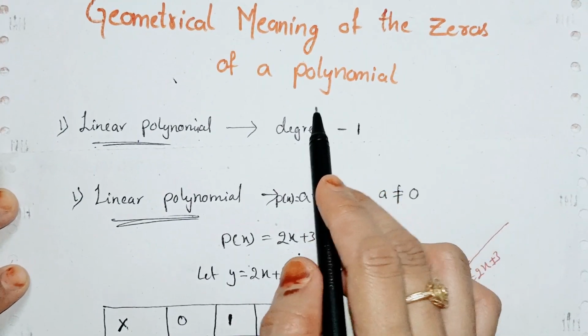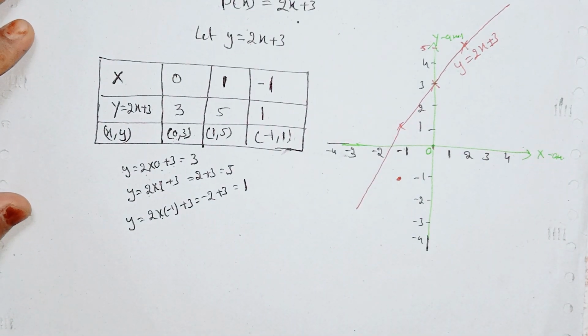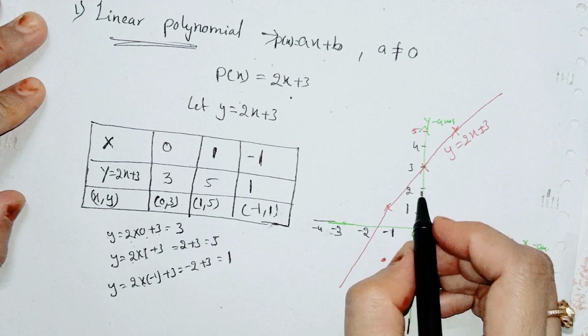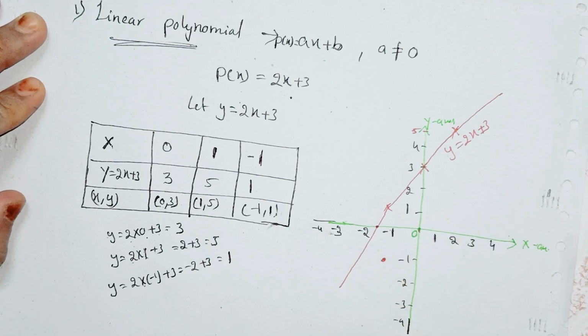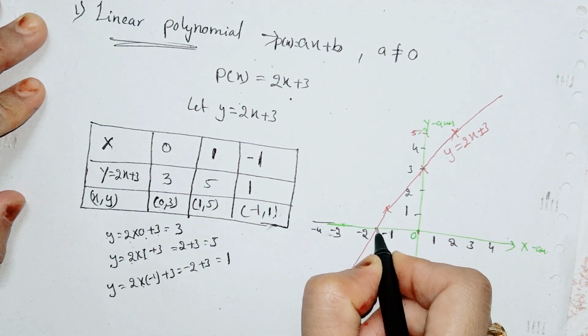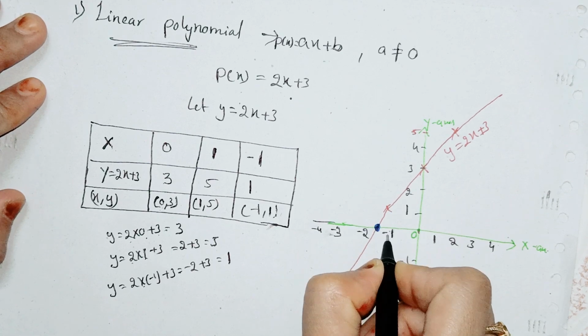Zeros of a linear polynomial. Let's try to understand the zeros of a linear polynomial. This graph cuts the x-axis at this point. If you observe this carefully, this graph cuts the x-axis at this point, which is in between minus 2 and minus 1.